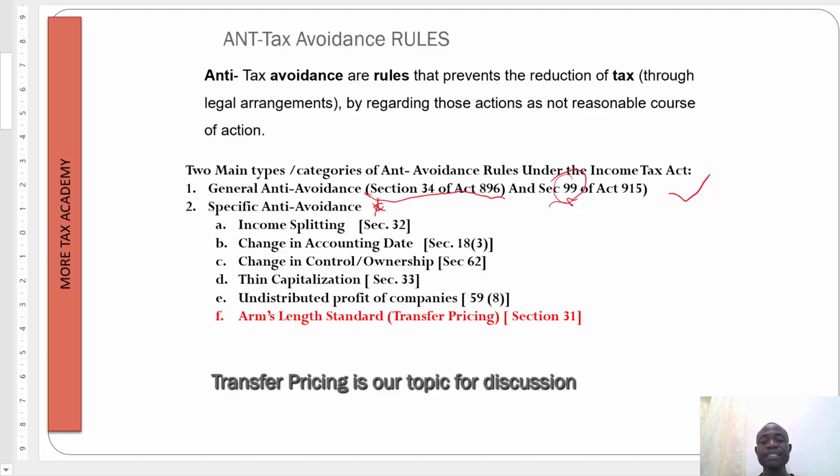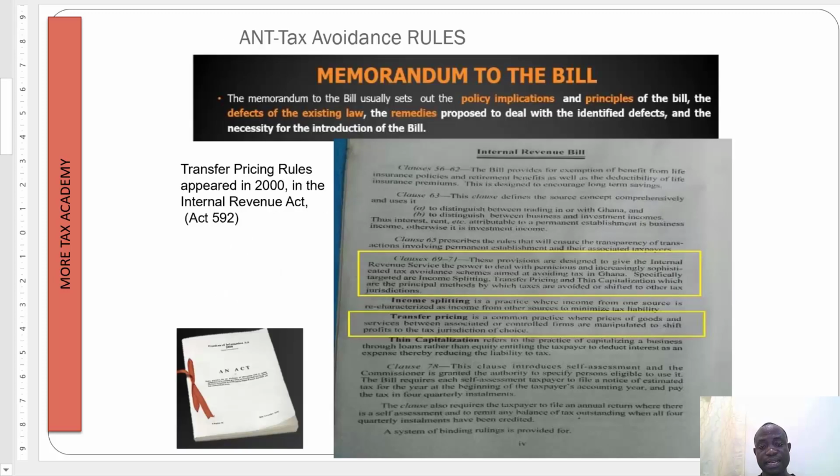So what are they? The first one that we can think of is income splitting, section 32, where you attempt to split your income between two people or two related persons with the aim of reducing the tax. Maybe you have done this in audit, so we won't go too much into it. Changing accounting dates under section 18, subsection 3. Changing control under section 62. And then thin capitalization under section 33. Undistributed profit of companies, section 59, subsection 8. My focus is on the arm's length, which is the transfer pricing, section 31. And that is what we are going to discuss.